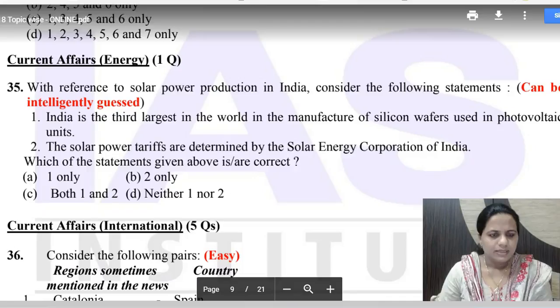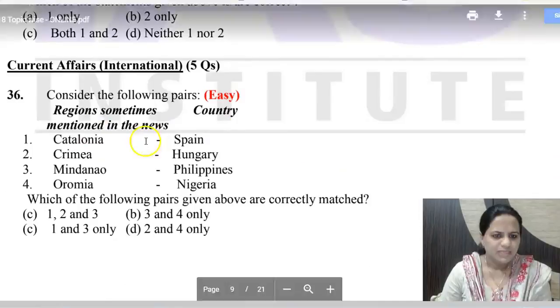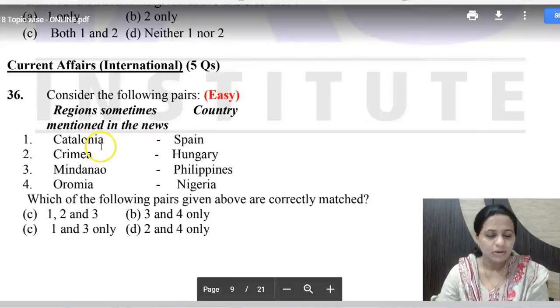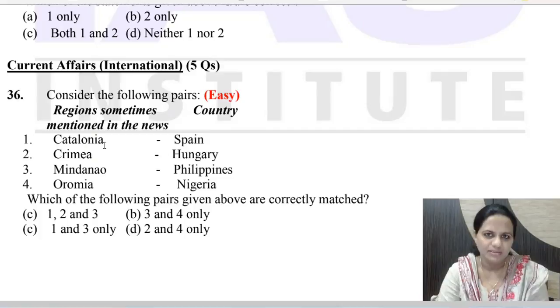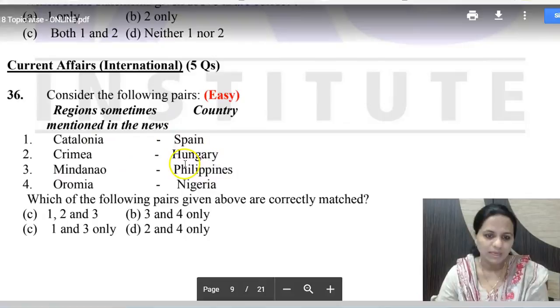Then next is, consider the following pairs. Region sometimes mentioned in news and country. Number one, Catalonia, Spain. So Catalonia has quite often been in news. It's a region in Spain which is demanding independence. So Catalonia is discussed. Then Crimea is from Ukraine. So this has quite often been in news, though it may be a little old current affairs too.